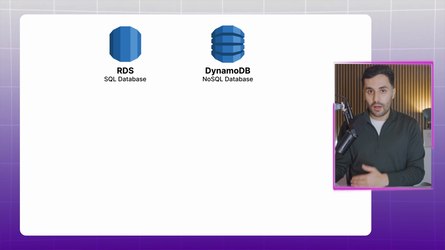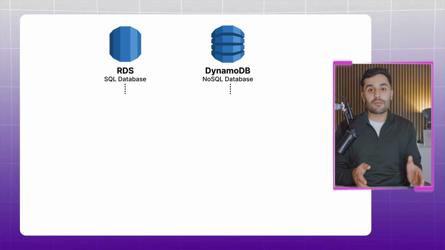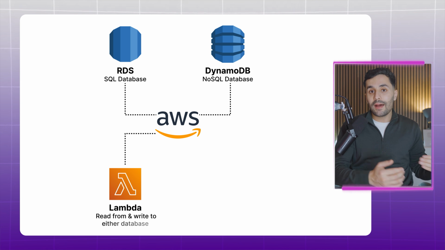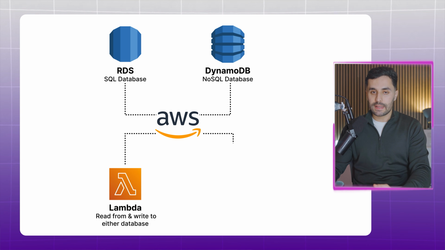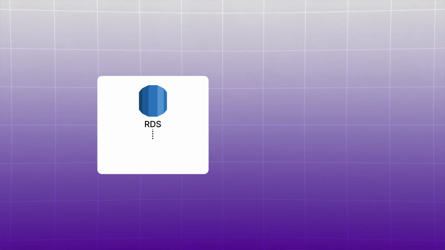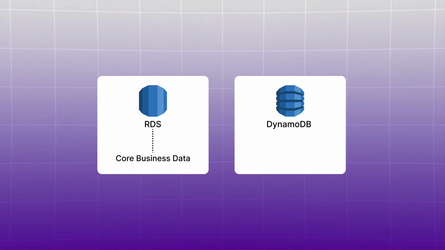The really powerful thing about both of these database options is that they integrate seamlessly with the other AWS services that we've talked about. Your Lambda function can easily read and write to either of these databases. Your EC2 instances can connect to them securely, and both databases come with built-in security features to keep your data safe. Now, many modern applications actually use both types of databases together. You might keep your core business data in RDS, where you need strong relationships and complex queries, while using DynamoDB for things that need to be lightning fast, like user sessions or real-time features.